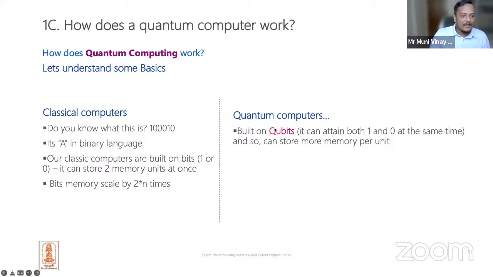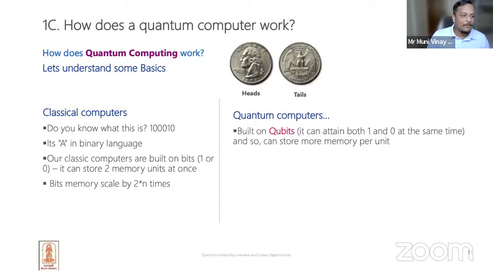A qubit is not 1 or 0. It can be both at one time, so it can store more memory per unit. I can explain with a very simple example. Consider this as a US coin, with heads and tails. If I get a head, maybe this is 1. If I get a tail, maybe this is 0, correct? So if I toss a coin and it comes up heads, you say, hey, that's 1. And if I get a tail, no, that's 0, correct? That's exactly how bits work.